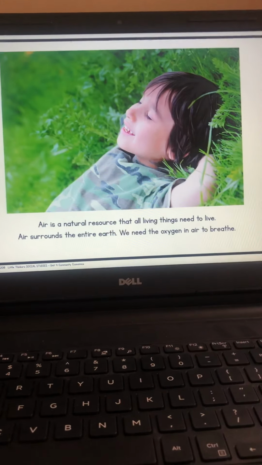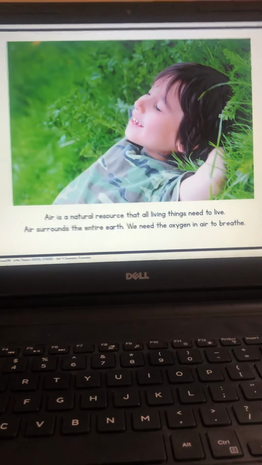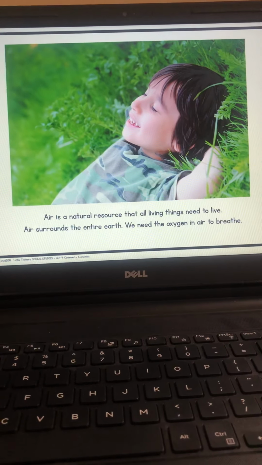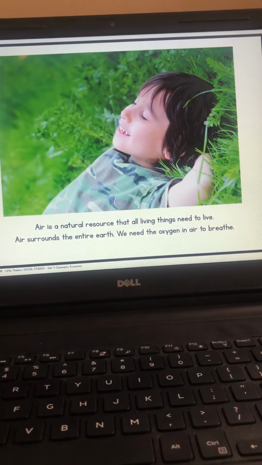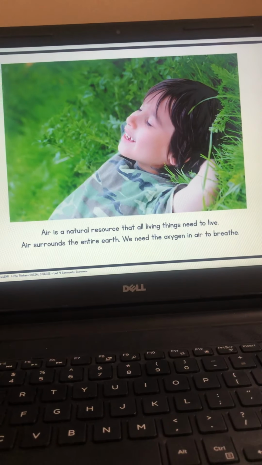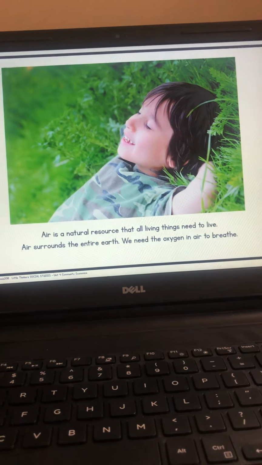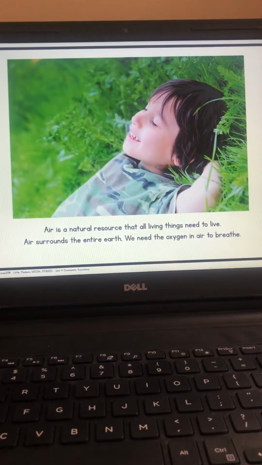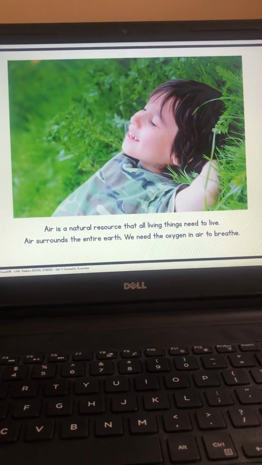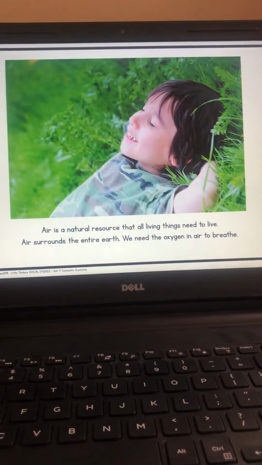Air is a natural resource that all living things need to live. We all know that. You can't hold your breath forever. Why? Because you need oxygen. We get oxygen in the air. When the plants breathe out their oxygen, it goes to the air, and then we breathe that in.